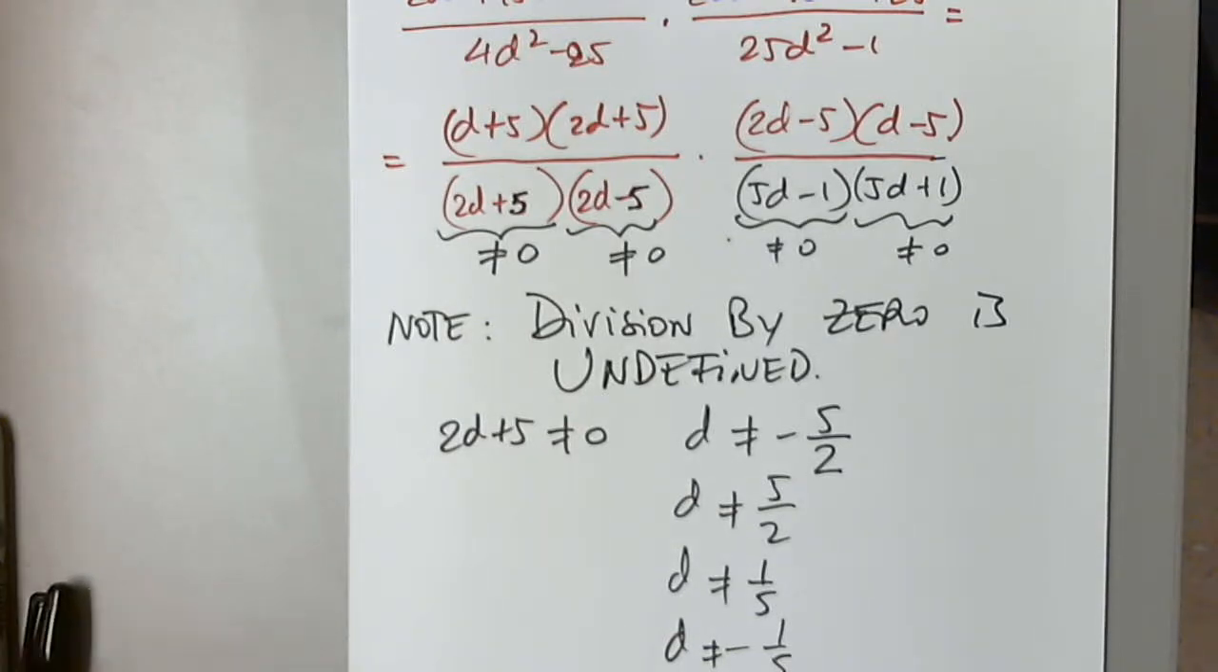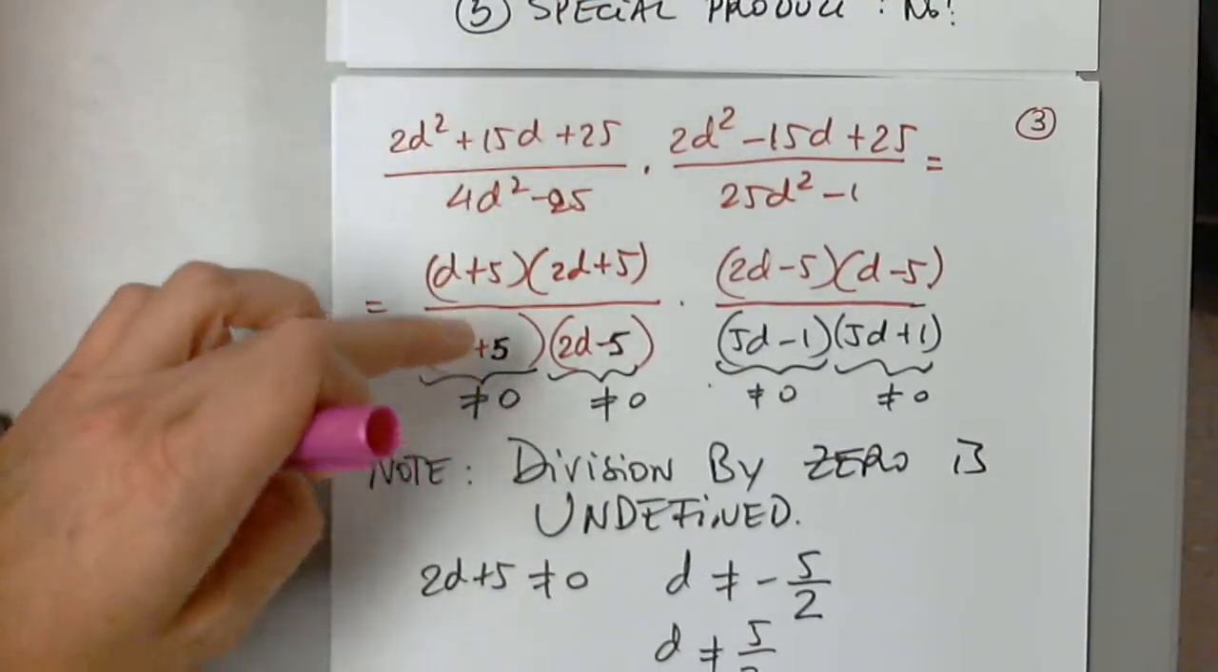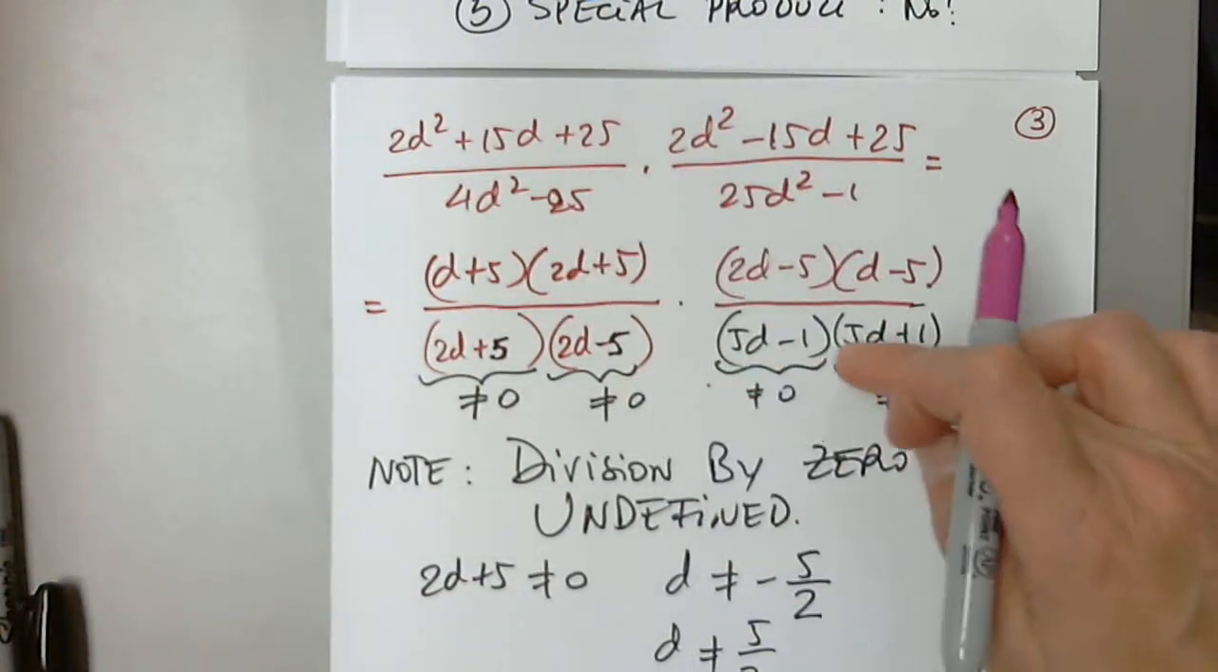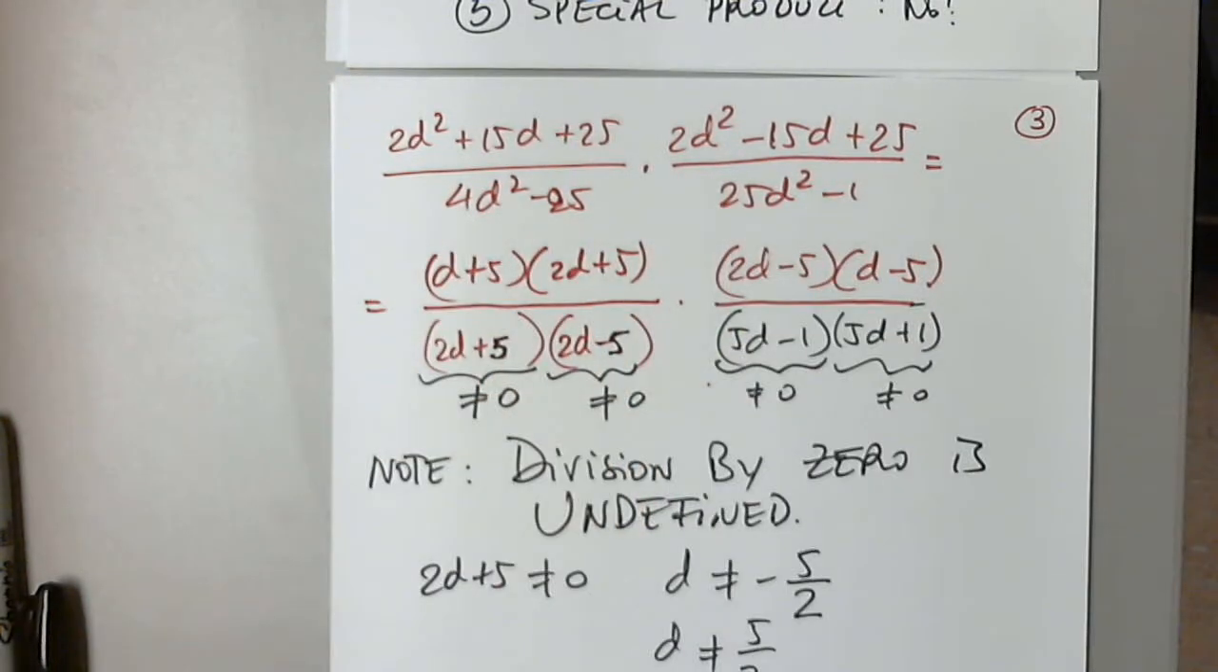Now we are allowed to simplify. Only common factors and only top with bottom, and also across. Never bottom with bottom, of course, and never top with top.